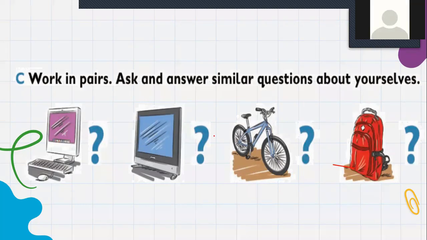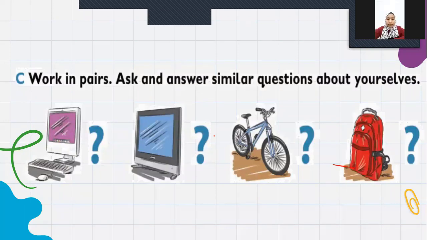Have you got a television? Yes, I have got a television. Have you got a bag? Yes, I've got a bag. Have you got a computer? Yes, I have. Have you got a bicycle? No, I haven't got a bicycle. Yes, very good. So Aisha, she has everything. Okay, now we need another two students.